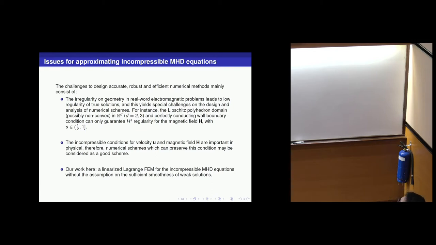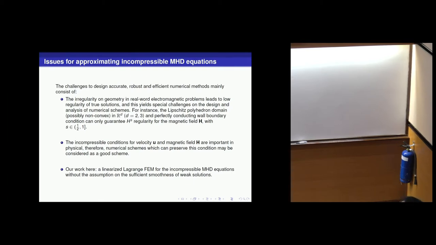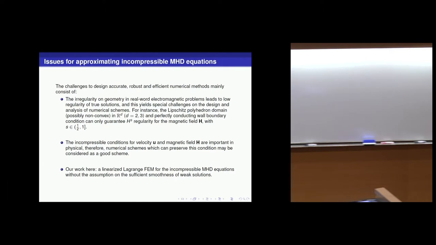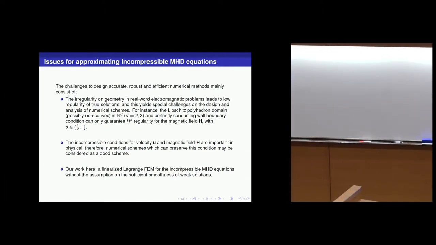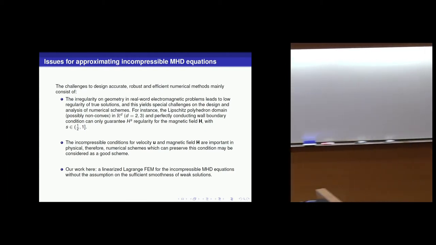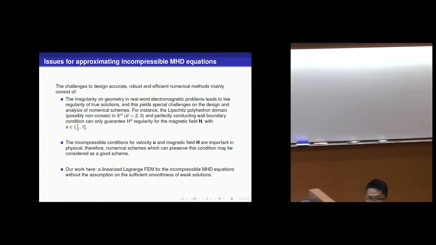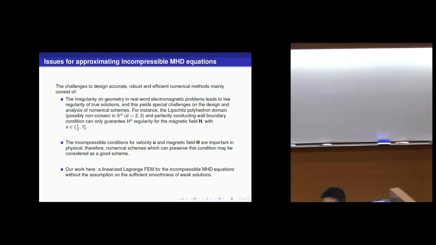There are many difficulties for this kind of problem. The first one I'm going to talk about is actually our main interest: the irregularity of the geometry in real applications of electromagnetic waves. Classical analysis requires high regularity of the solution; if you don't make such an assumption, you cannot get the stability analysis and convergence analysis for the numerical solution. For example, for a non-convex domain, the boundary condition can only guarantee H^s regularity for the magnetic field, where s lies between 1/2 and 1. So for the analysis, you have to assume a higher regularity of the classical solution than you can actually hold, so that you can move on to the numerical analysis.